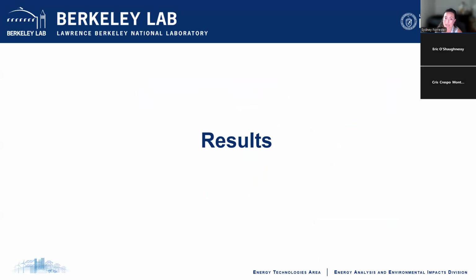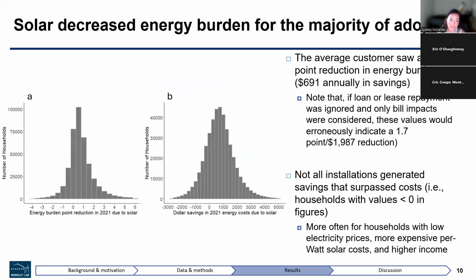So quickly getting into results. The first bullet in the main takeaways was this statement: solar decreased energy burden for the majority of adopters. Again, this is taking into account the cost. In both A and B figures, everything from 0 on to the right means that there was savings. A is the percentage point burden reduction, and B is the dollar savings.